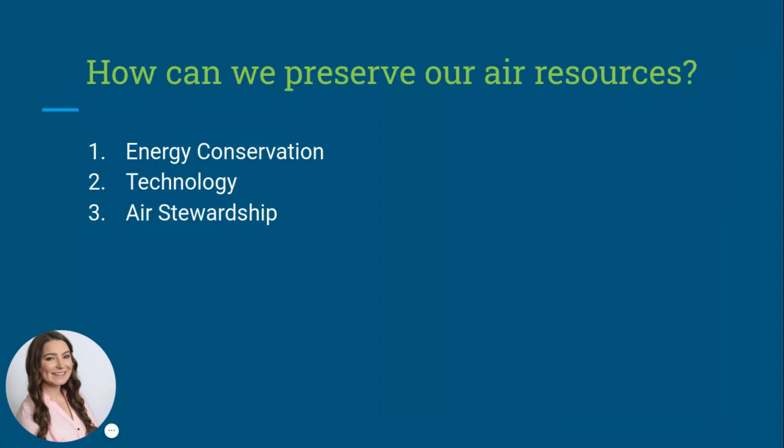So, how can we preserve our air resources? First, energy conservation. Conserving energy will cause less fossil fuels to be burned. Less fossil fuels being burned means less of all those nasty pollutants being released into the air, and may allow plants to catch up. Second, technology. Advances in technology help to develop ways to generate energy without pollution and control emissions, blocking those pollutants from being released to begin with. And last, air stewardship, passing laws to limit the release of greenhouse gases.